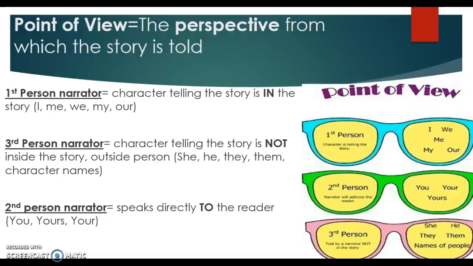You'll notice the point of view sunglasses over on the side of the screen. And they do have some helpful reminders about the type of pronouns, but also glasses are kind of a good image for you to think about when you're remembering point of view, because each character or each narrator sees the story through their lens, through a different lens.